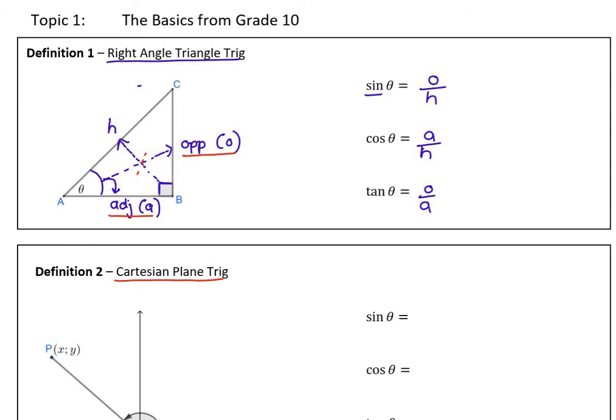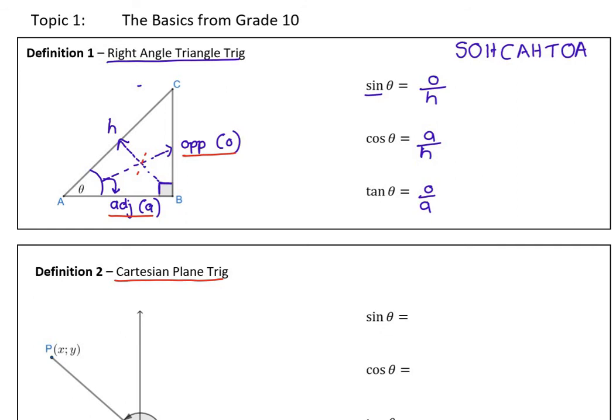Now, how do you remember that sine is opposite over hypotenuse? Lots of people remember an acronym called SOHCAHTOA, which is sine is opposite over hypotenuse, cos is adjacent over hypotenuse, and tan is opposite over adjacent. So lots of people will write SOHCAHTOA at the start of the exam to remember.